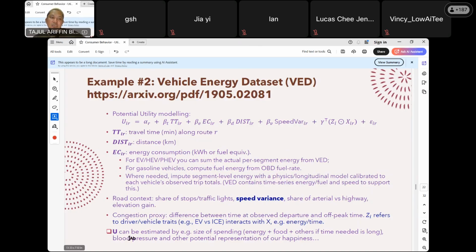In other words, this is how we normally do it in economics, in research. Whenever we cannot get a direct measurement, we will rely on the second best measurement.